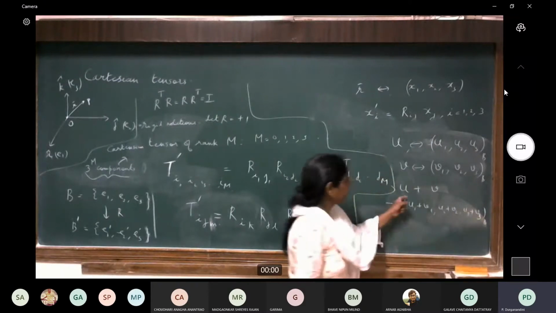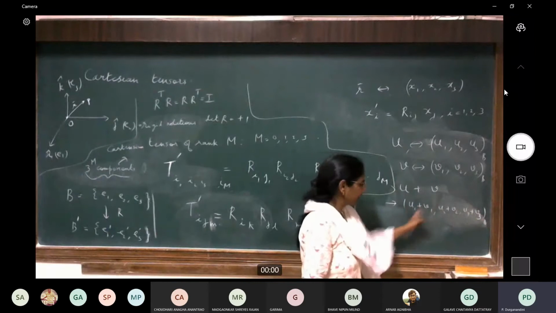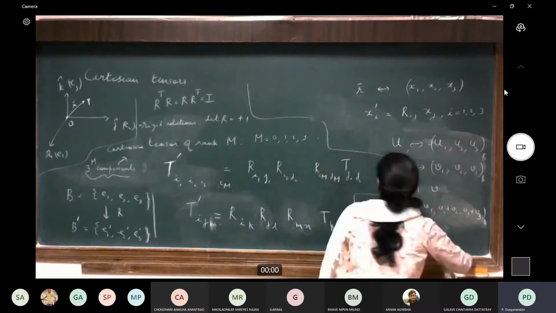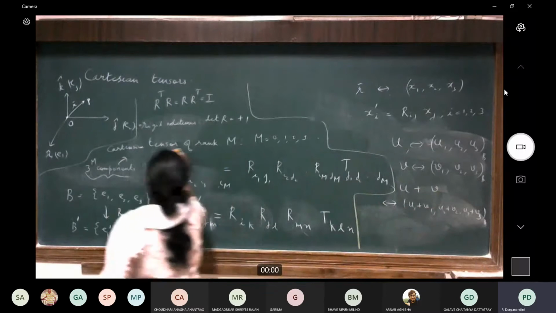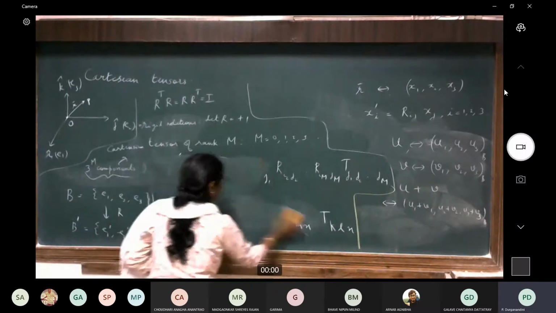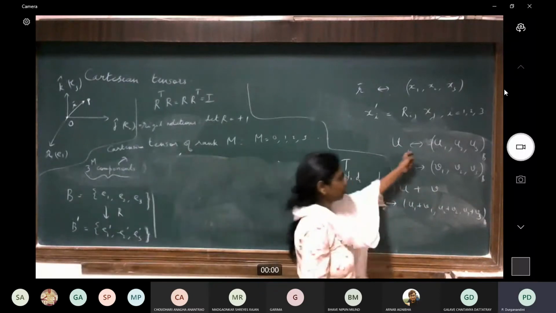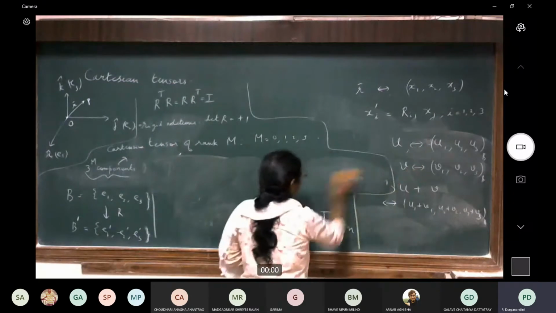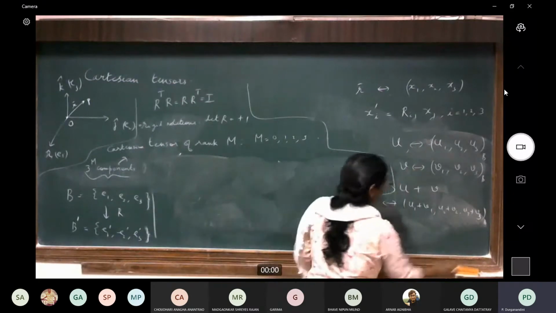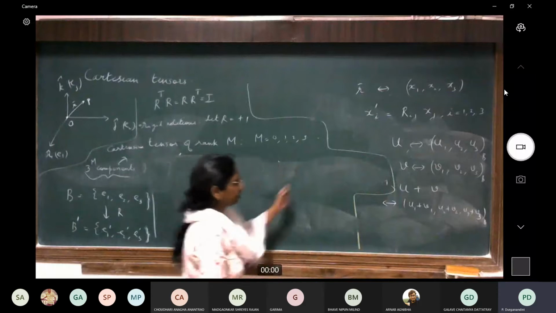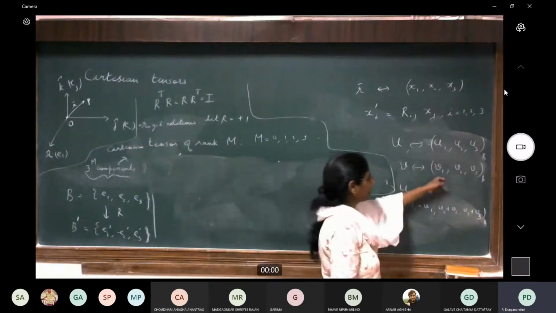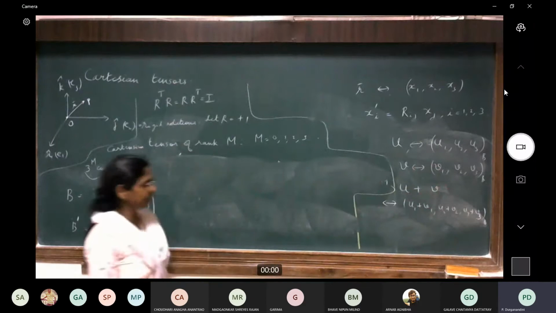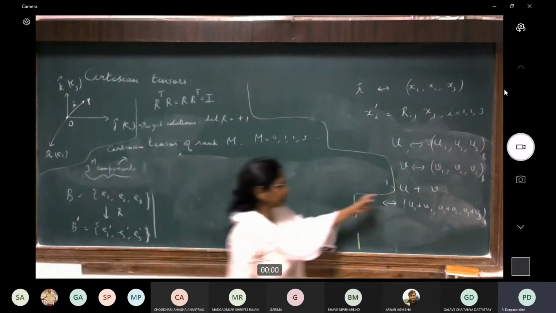I can ask now the question: does this quantity u plus v, which is defined like this, transform like a vector? Or in other words, does it transform like a rank 1 tensor? Given that u and v transform like rank 1 tensors, it's easy to see that u plus v will also transform like a rank 1 tensor. So all you have to do is demonstrate that u plus v is also a tensor of rank 1.